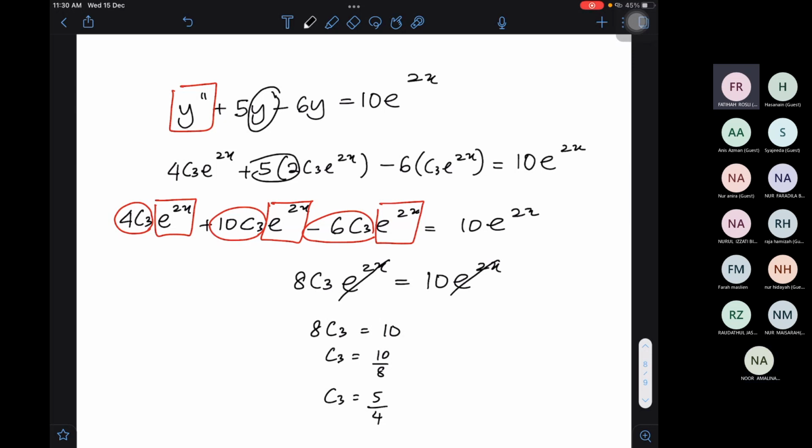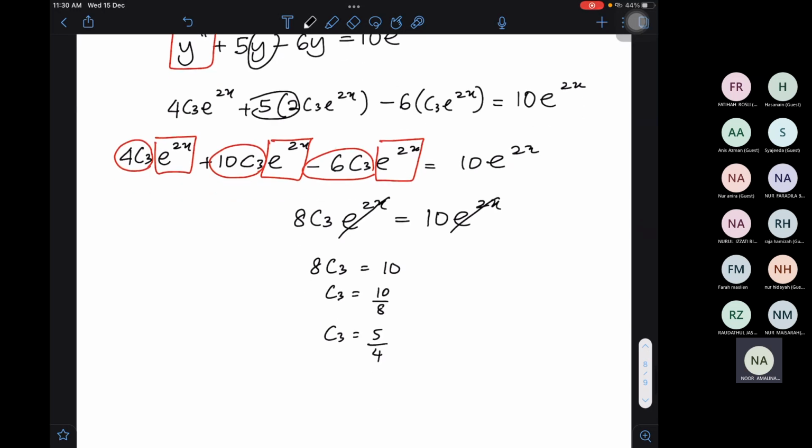Betul ke salah ni? Betul. 14 tolak 6, 8 kan? Okay, 5 over 4 tambah 10, 14. 14 tolak dengan 6, 8. Okay, so C3 adalah 5/4.